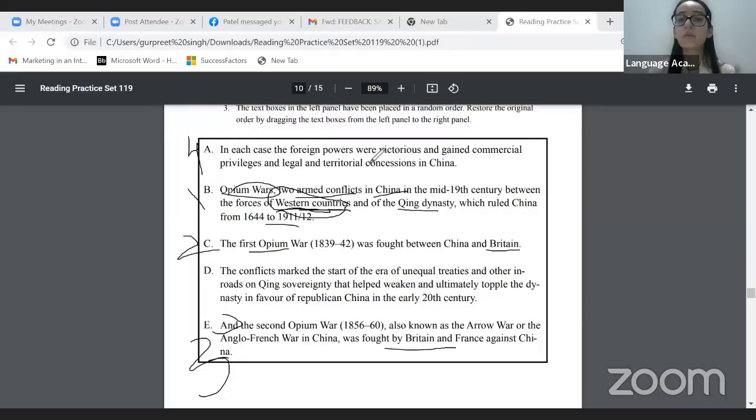In each case, the foreign powers were victorious and gained commercial privileges and concessions in China. And then whatever you're left with, the conflicts marked the start of unequal treaties and this and that. What were the repercussions of the conflicts? It's a completely different story. So the related sentences should always come first. Broader to narrow is something important to remember.